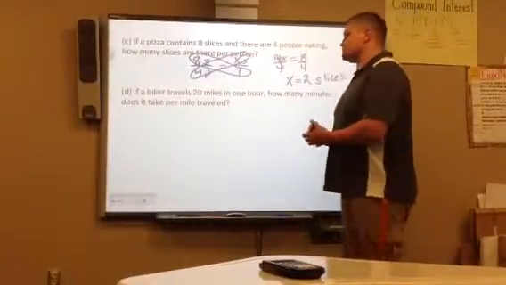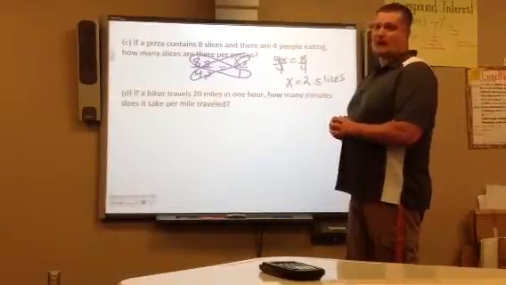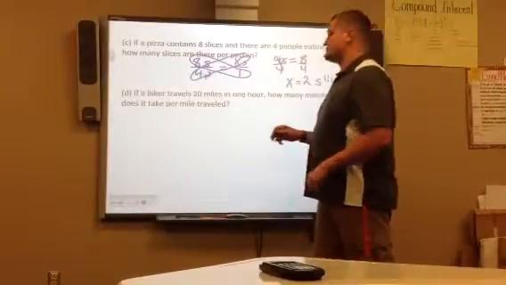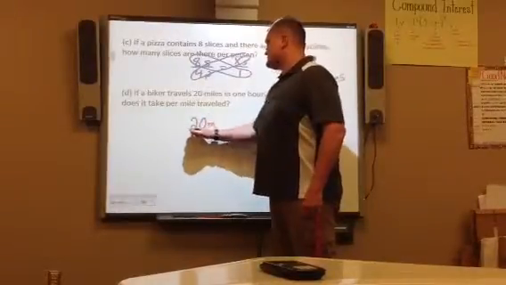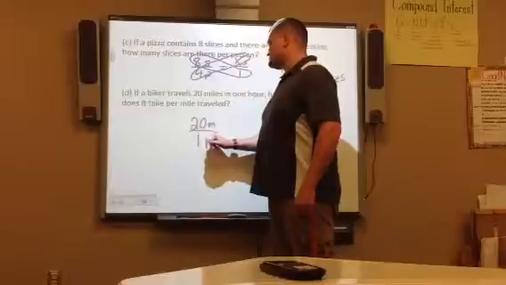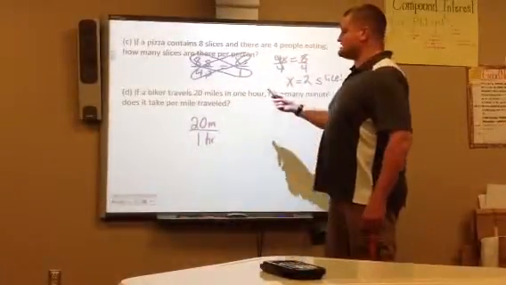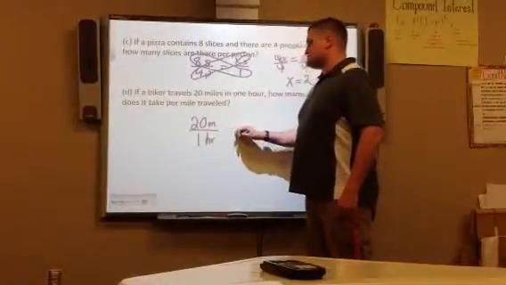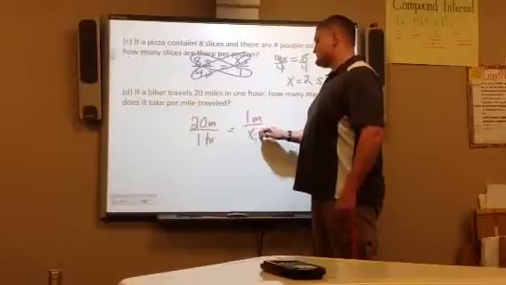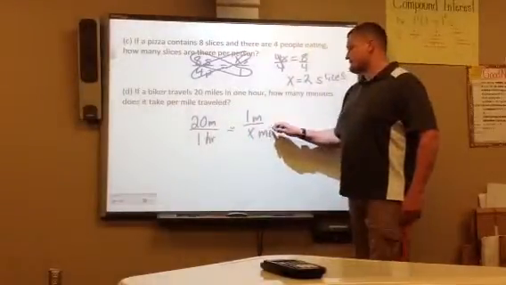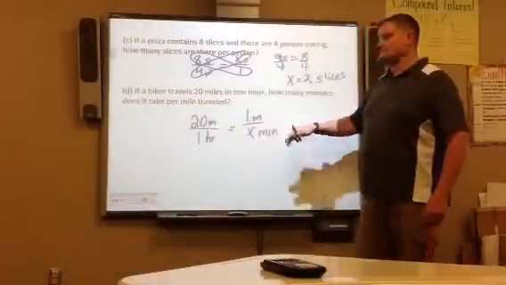A biker travels 20 miles in 1 hour. How many minutes does it take per mile traveled? Alright, so it's 20 miles in 1 hour. We want to know how many minutes would it take per mile. So if we have 1 mile, how many minutes? Now here's the issue with that. Over here we have it labeled as hours, and over here we have it labeled as minutes.